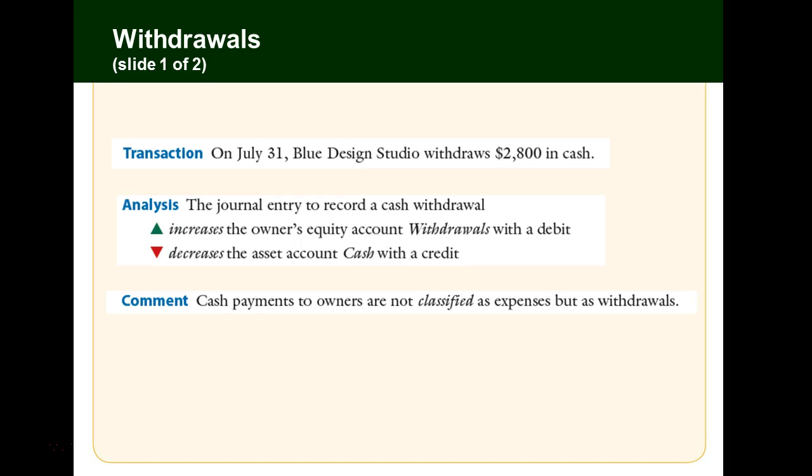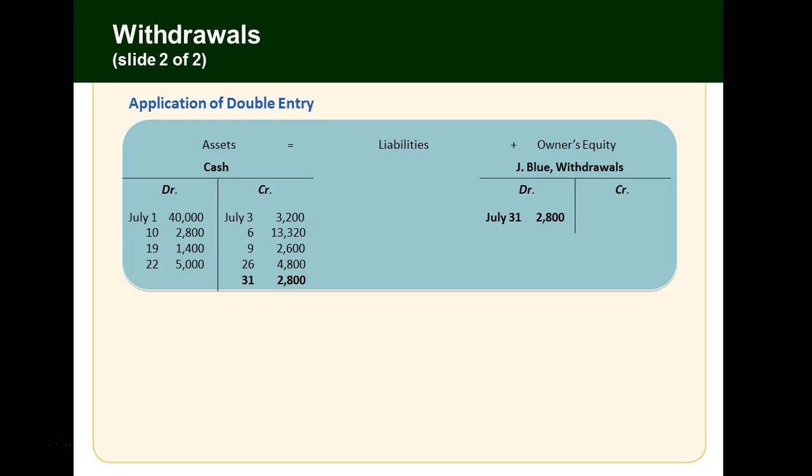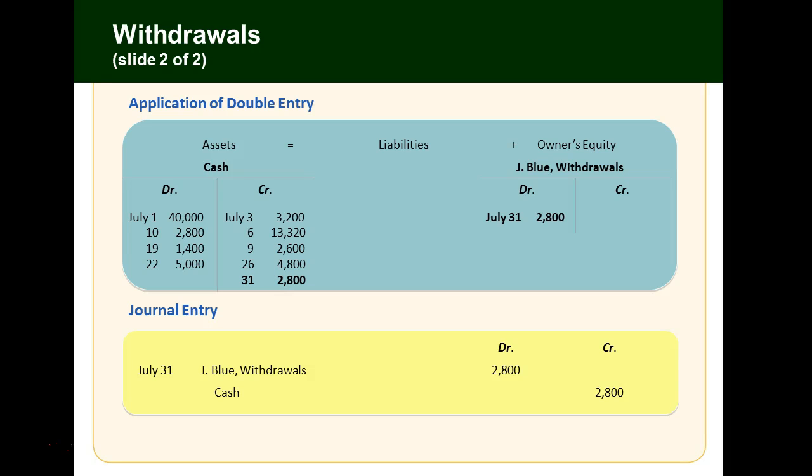And the cash is also getting decreased because we're crediting it. Do you see here our cash is credited $2,800? And our J Blue withdrawals is also debited $2,800. So here's a credit, here's a debit. Do you see how they're both equaling? Yes? J Blue withdrawals gets debited. Our cash gets credited.